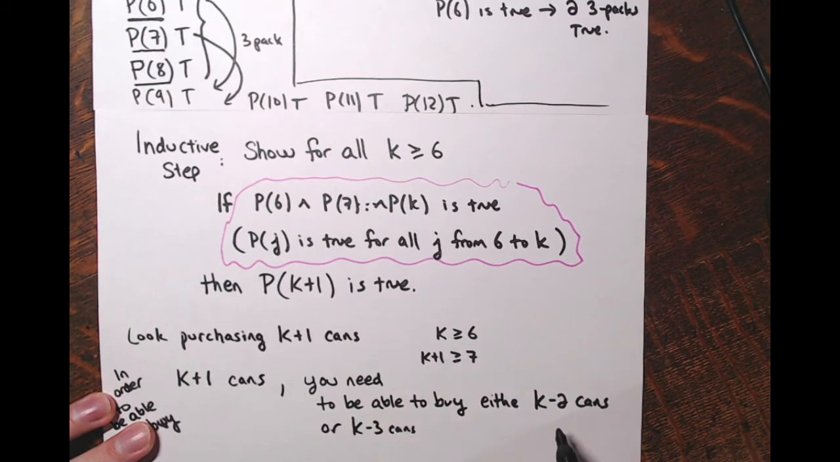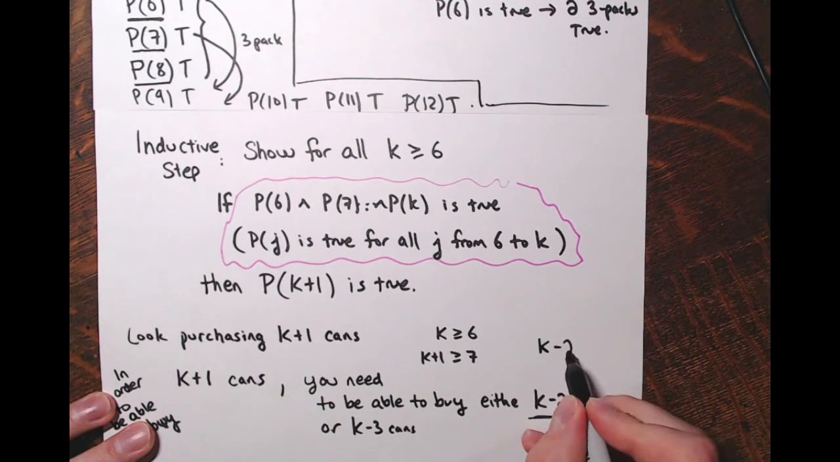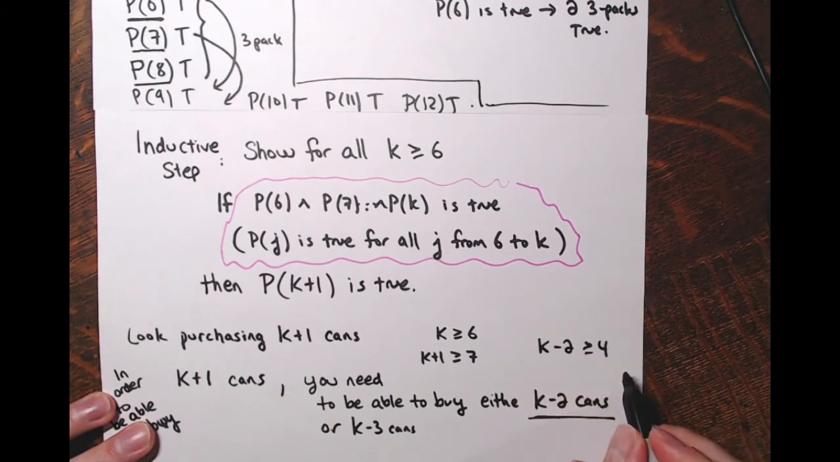Right. But let's take a look at k minus 2. If k is greater than or equal to 6, k minus 2 would be greater than or equal to 4. But what if this was 5? Something greater than 4 is 5. You can't buy 5 cans. We saw that you can't buy 5 cans.